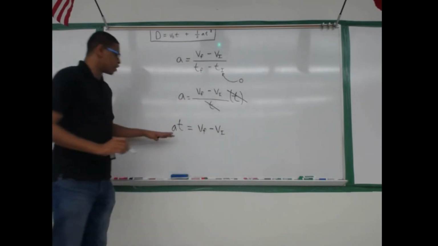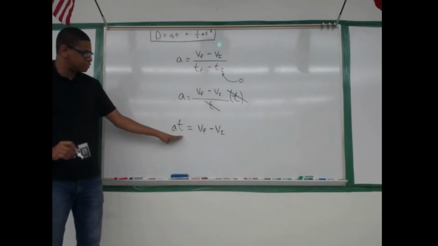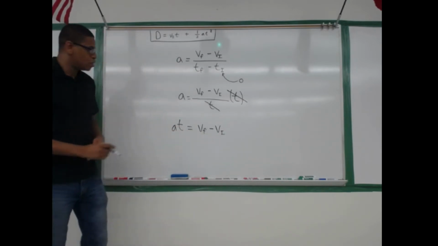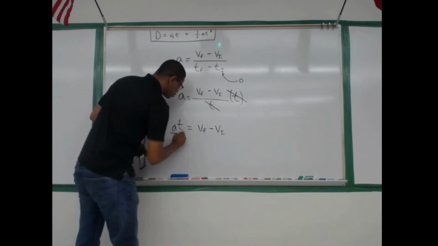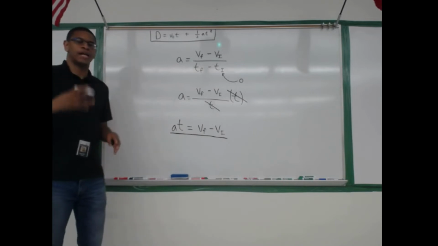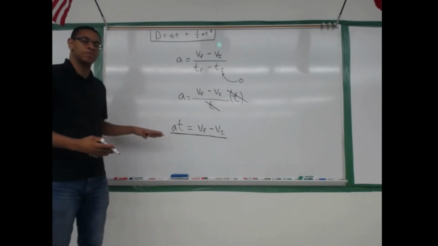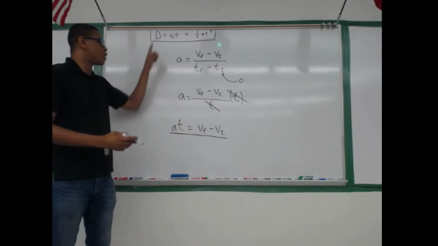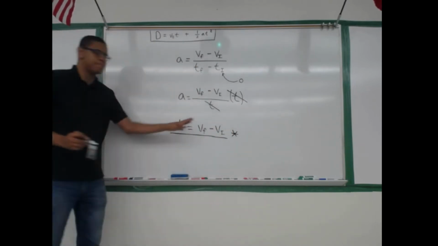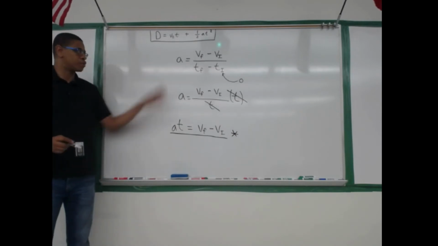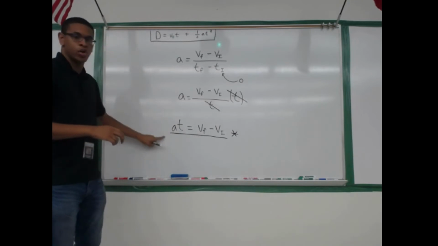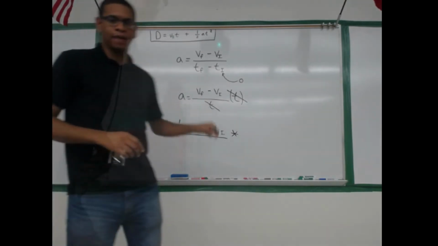So acceleration times time is equal to an object's final velocity minus an object's initial velocity. Keep this equation in the back of your mind, because I'm about to start off a blank screen. We're ultimately going to need this in order to arrive at that. So I'm going to put a star there, and just let you know again, keep that in the back of your mind, because I'm about to wipe this screen blank and start a new screen. But this is going to be very important in order to arrive at this.